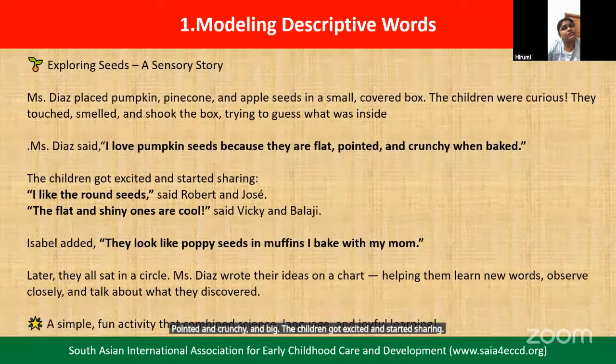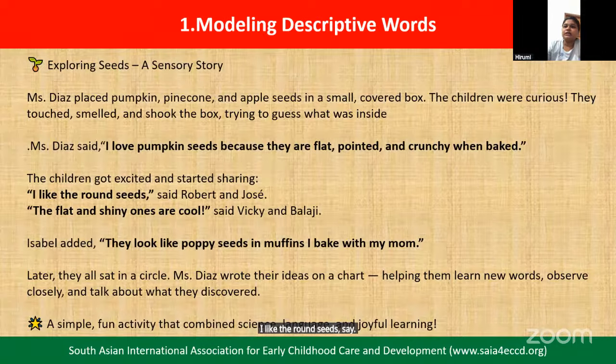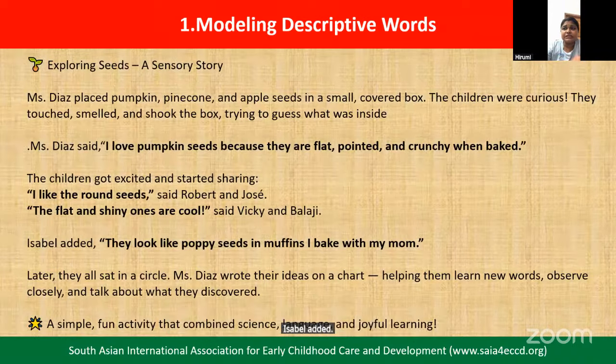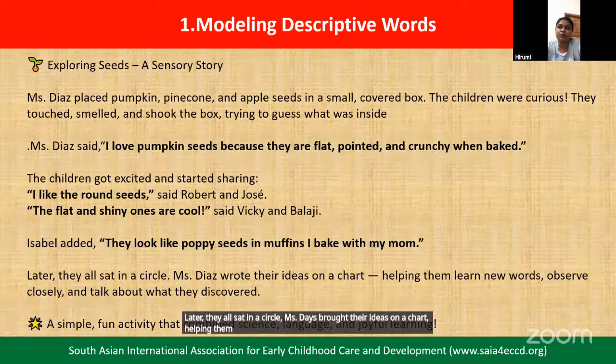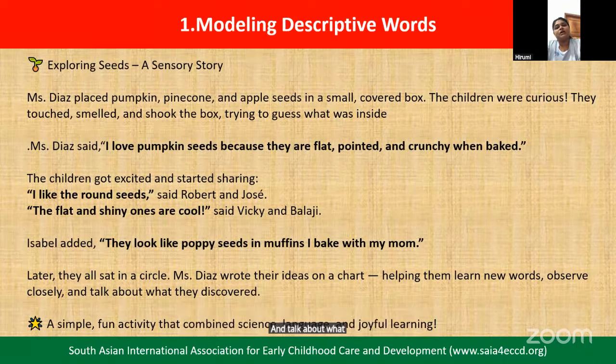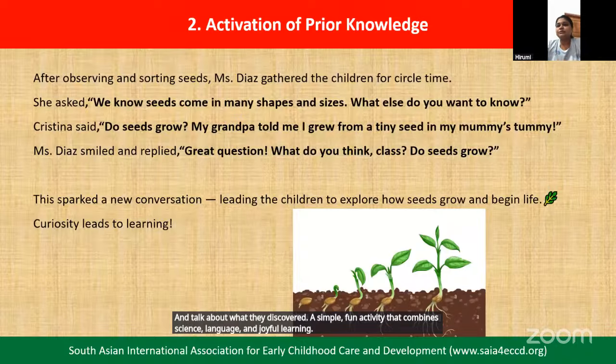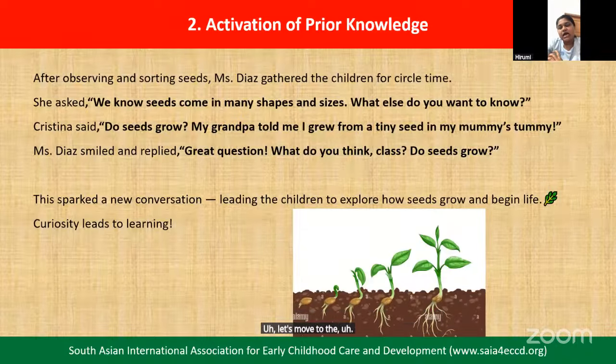I like the round seeds, said Robert and George. The flat and shiny ones are cool, said Vicky and Balaji. Isabel added, they look like poppy seeds in muffins I baked with my mom. Later, they all sat in a circle. Miss Diaz wrote their ideas on a chart, helping them learn new words, observe closely, and talk about what they discovered. A simple, fun activity that combines science, language, and joyful learning. Let's move to the next slide.